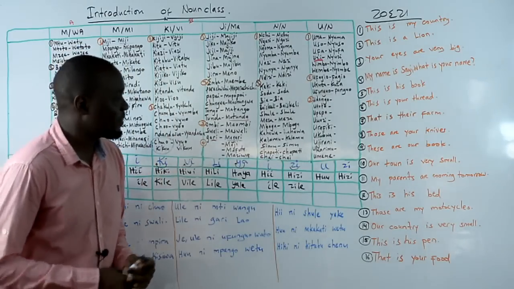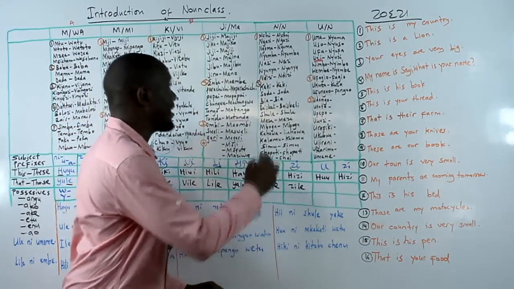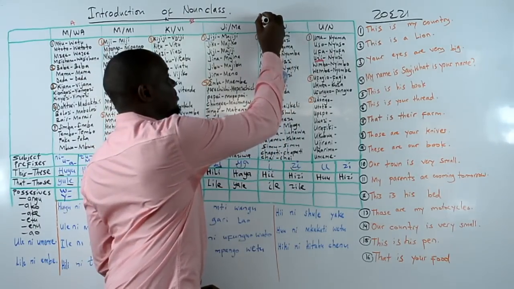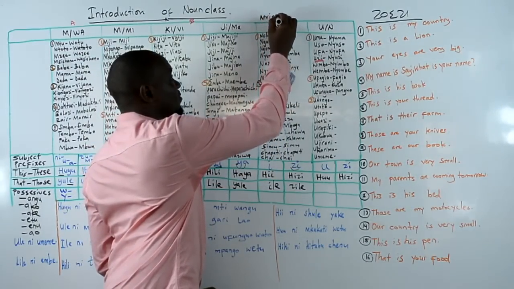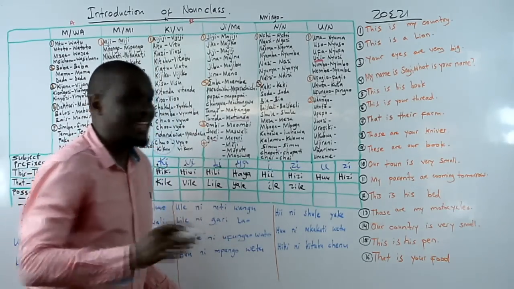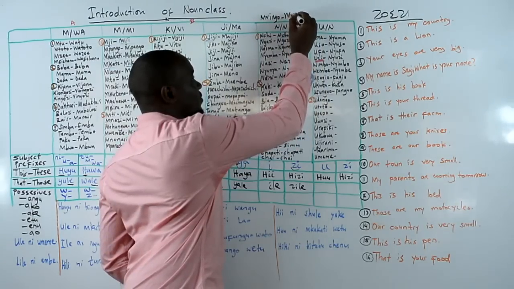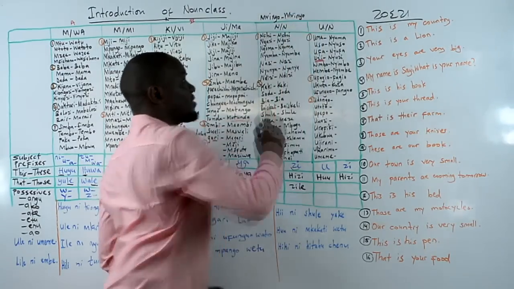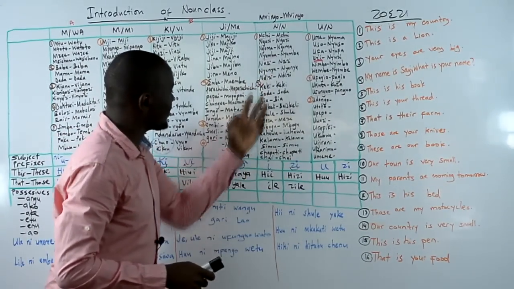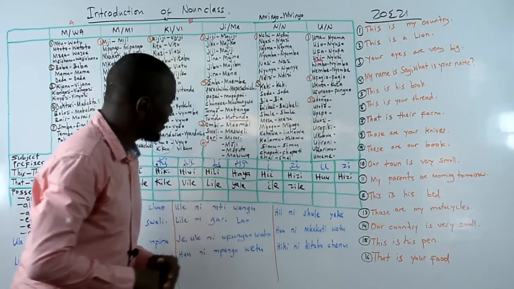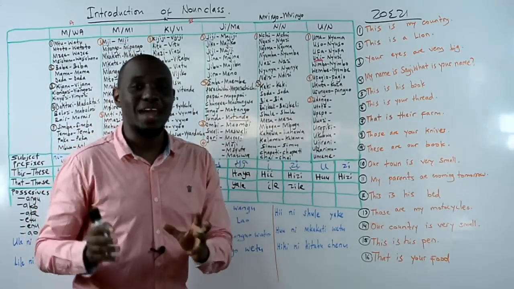Oh, I forgot something here. That is the wine. How do you say that is the wine? Ile ni, I write it here. This is very important to know. Mvinyo. And those are wines will be zile ni mvinyo. You see that? Mvinyo is a wine. Why didn't I write it here? Now you know. Mvinyo is a wine.